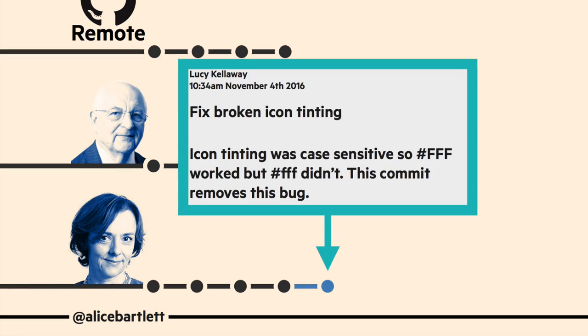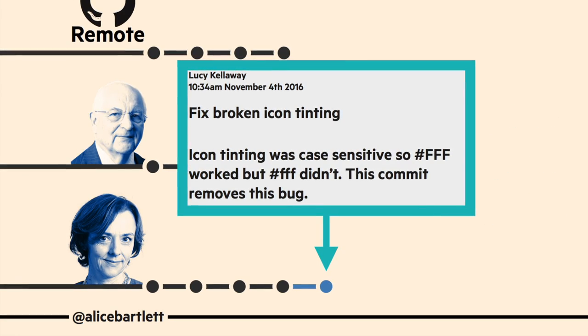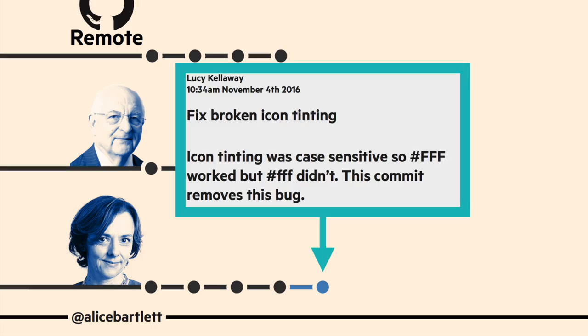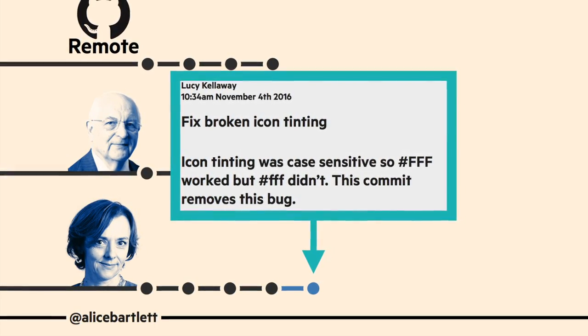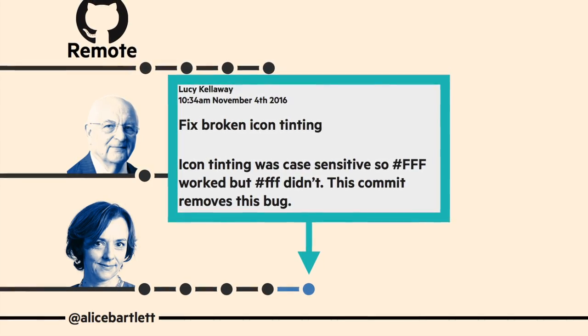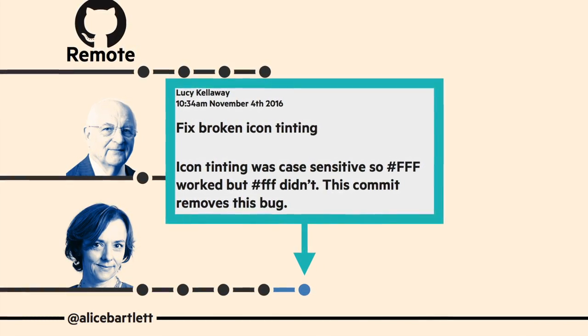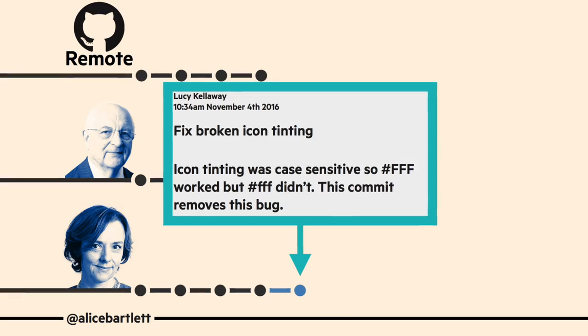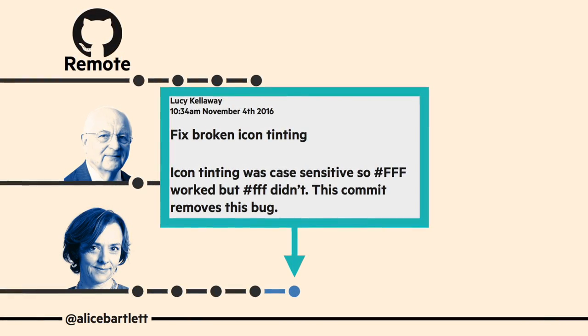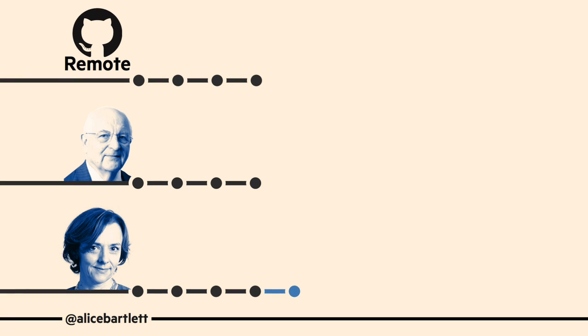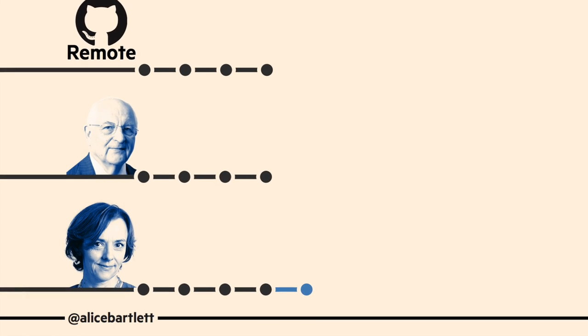So now Lucy, as well as being a really good columnist and very funny, acerbic, witty person, is also really good at finding bugs in software. And she's found a bug, and she wants to fix that, and it's icon tinting. Some of our icons on FT.com are showing up in the wrong color because of some case sensitivity to the hex code. This is a relevant detail. Anyway, she's fixed it, so that's really great.